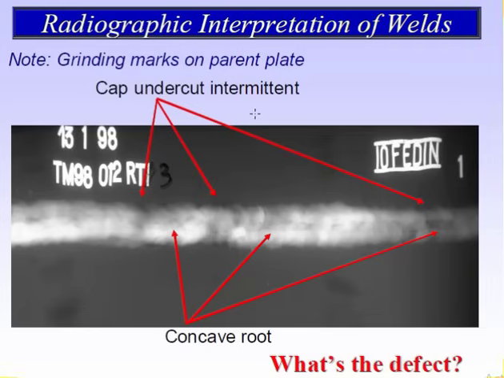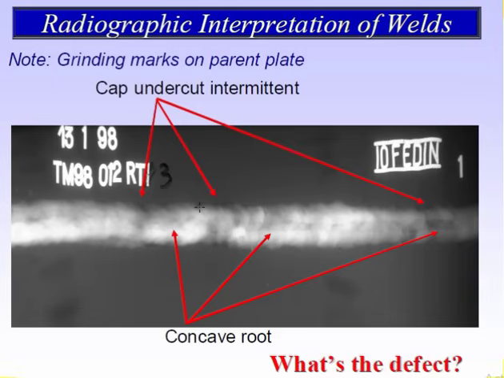Grinding marks on parent plate. You can see the grinding marks on the parent plate. Cap undercut intermittent. Where can you find the grinding mark? You can see here the grinding mark, and this area. This is the cap undercut. This is the cap undercut intermittent.